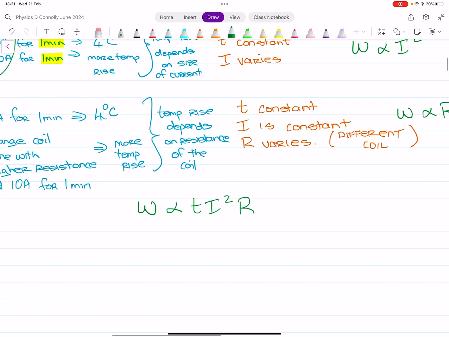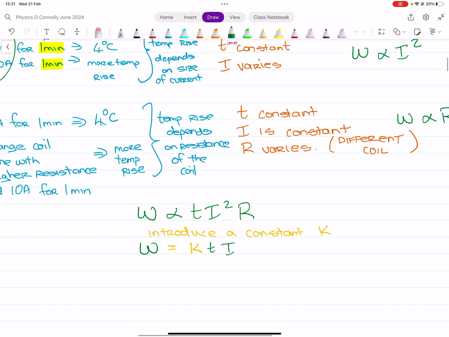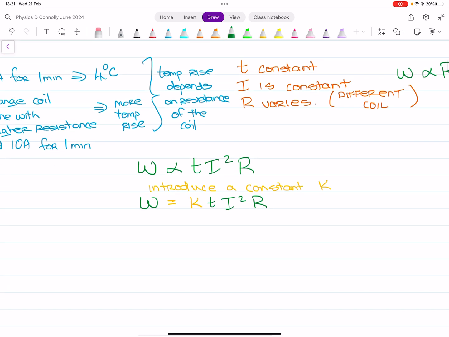Now, again, this is a proportionality, so I want to introduce a constant. So we introduce a constant K, and then I can make this equal K T I squared R, or you don't need to prove it, because this proof isn't on the course. So if K is 1, we get W is T I squared R.